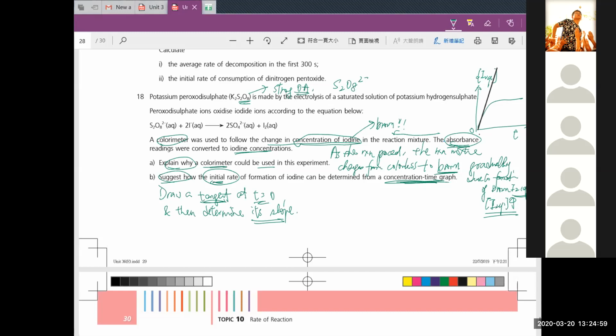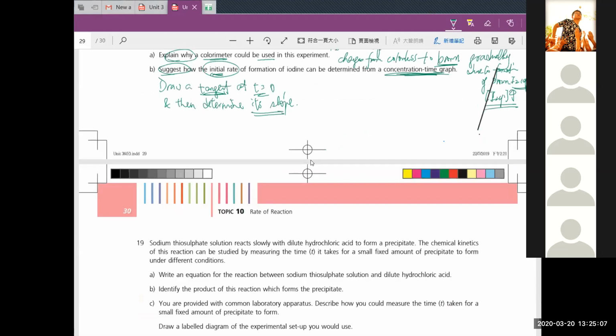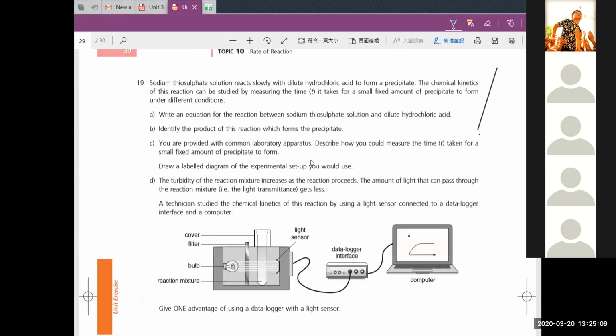Now 19. You get it, right? So 19. Sodium thiosulfate solution reacts slowly with dilute HCl to form a precipitate. The chemical kinetics of the experiment can be studied using the time it takes for a small fixed amount of precipitate to form under different conditions.